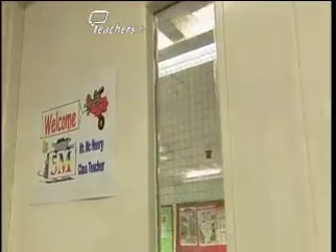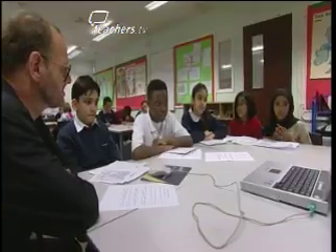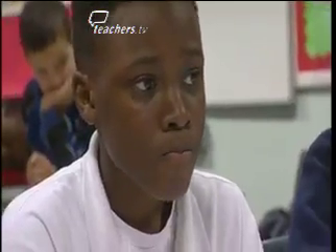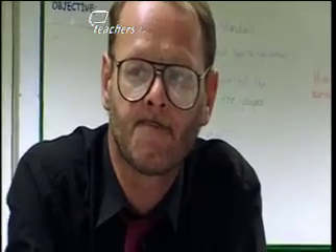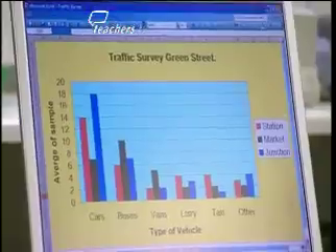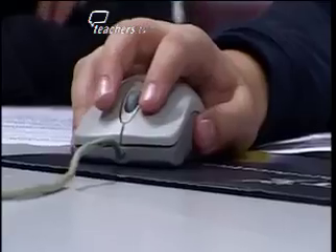Year 5, and the class teacher is spending time with his gifted and talented pupils to analyse data from their local traffic survey. First, he checks what they already know about bar charts. Can everybody tell me what that bar chart is telling us? What information's on that? It's telling us how many vehicles were at each kind of stop. Perfect.